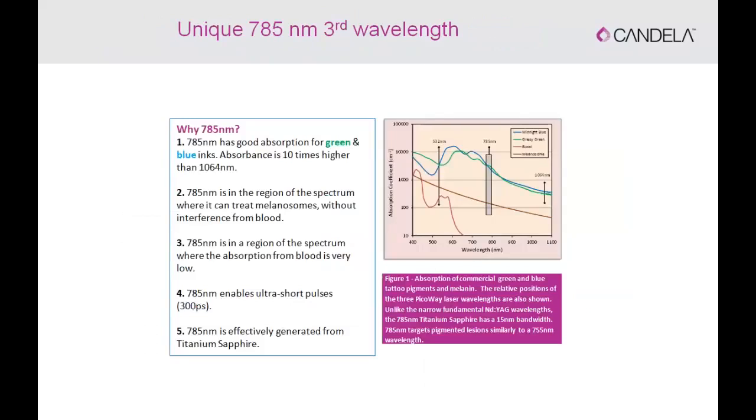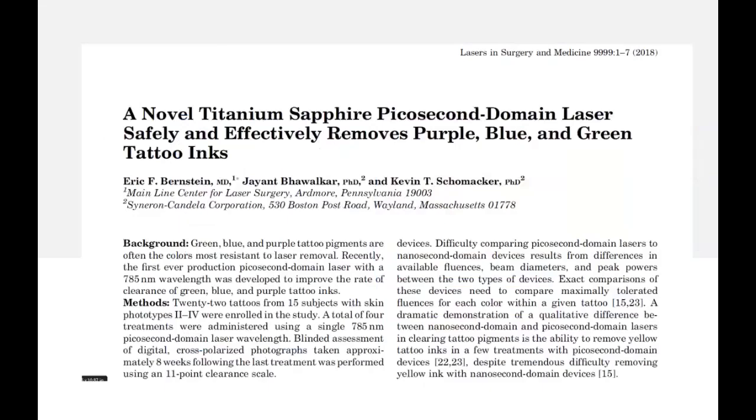And this 785 nanometer, which is a titanium sapphire generated wavelength, is particularly unique and good for green and blue inks, which has a much higher absorption in that wavelength compared to the 1064, and therefore you don't need higher fluences, and it's much more effective in treating green and blue tattoos with less complications. And this was the paper published in Lasers in Surgery and Medicine that led to the FDA approval, and it is a nice paper describing the efficacy of this unique wavelength.